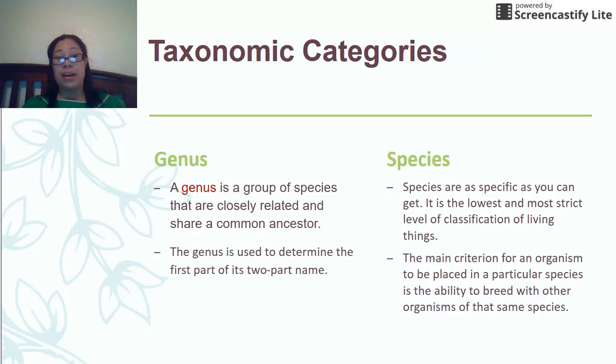Once we get to genus, now we have our shared common ancestors. So these are very closely related to each other. And we've got our first part of our name for our binomial nomenclature. The species, like I said before, can breed with each other. Outside of the species, they can't breed with each other. And this is the most specific level of our taxonomic categories.